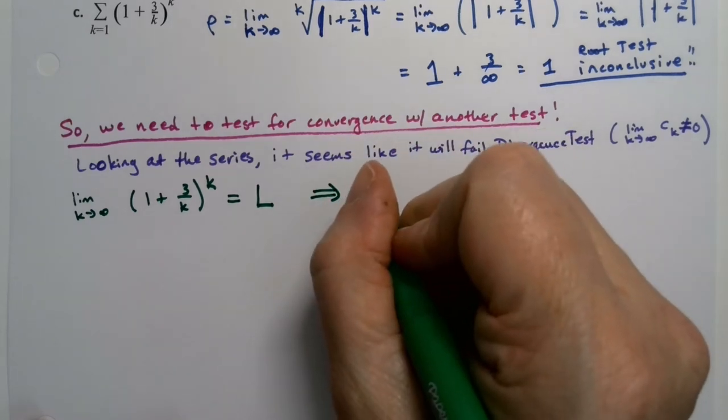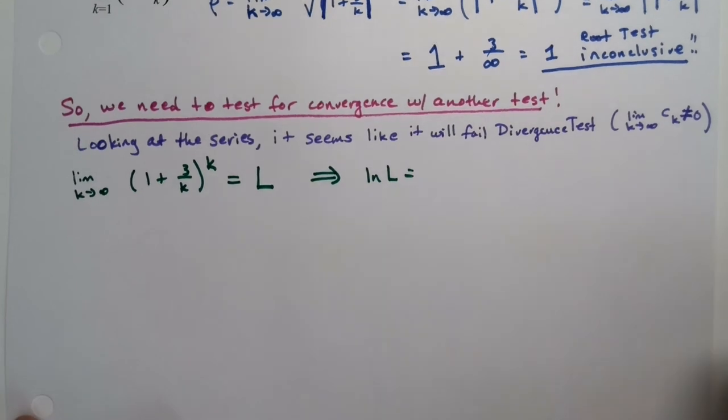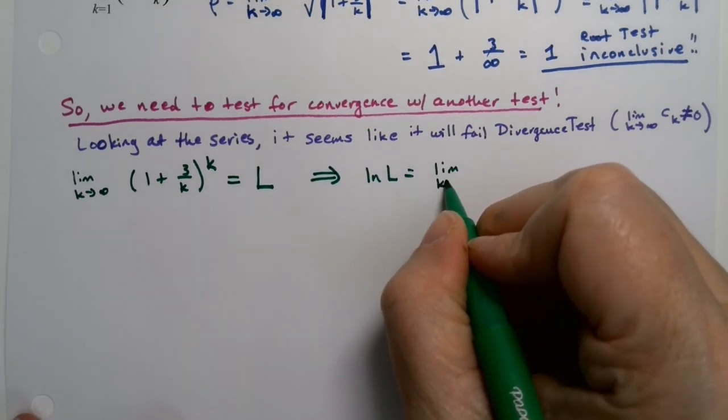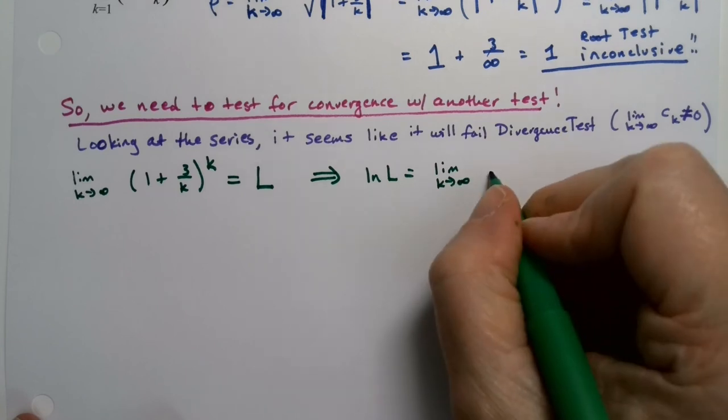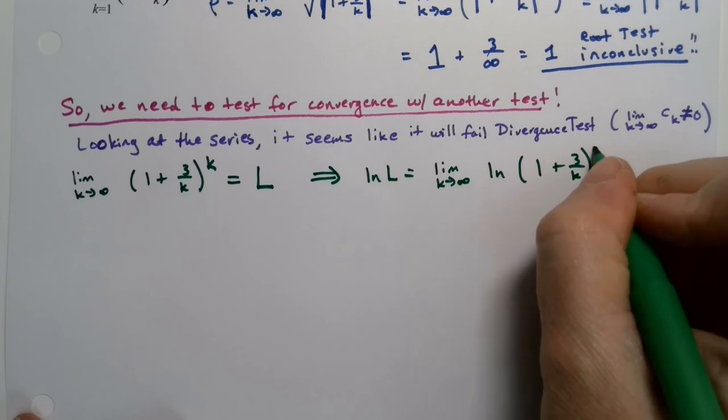But instead, what I'm going to find is the natural log of L. And this should be looking very familiar because we've done this before. So that would be the limit as k goes to infinity of the natural log of (1 plus 3 over k) to the k.